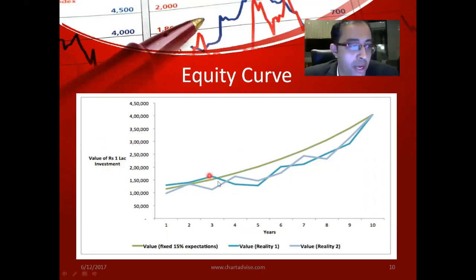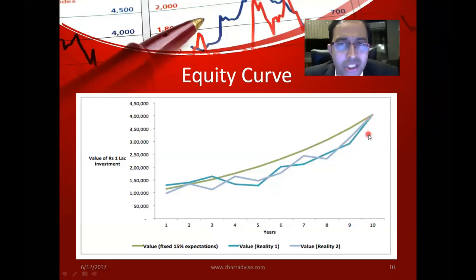You can see this blue line. It starts off well, and then it eventually dips back, and then again it manages to go up. So what is this equity curve trying to say?